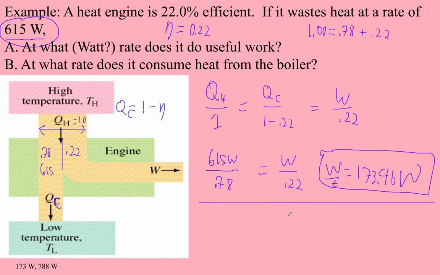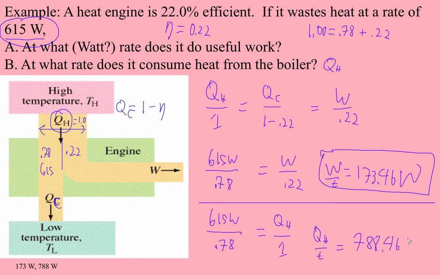So now let's solve for what rate does it consume heat from the boiler. That's a QH question, right? Okay, so I'm going to use the same ratio. I'm just going to go 615 watts over 0.78 is equal to QH over 1. Ooh, I don't have to do anything. Okay, so 615 over 0.78 is 788.46. Over time, really, it's 788.46 watts.